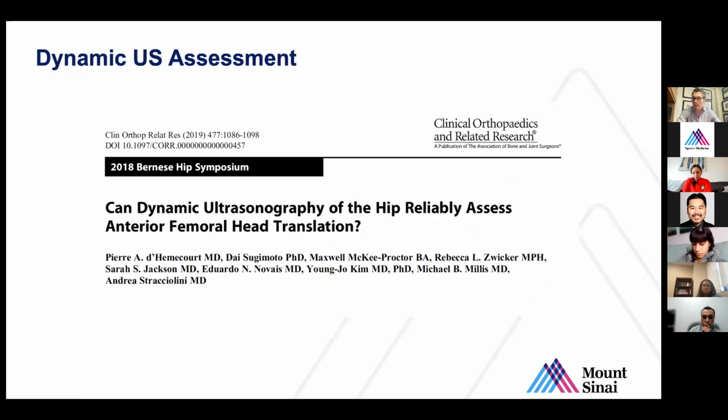And so now ultrasound, dynamic ultrasound, is another way where we try to tease out these patients who have borderline dysplasia. Many times it's a female who has ligamentous laxity or hypermobility, and we want to know where their symptoms are coming from. So ultrasound guided injection, and then we do a dynamic ultrasound. Now, dynamic ultrasound is in its infancy.